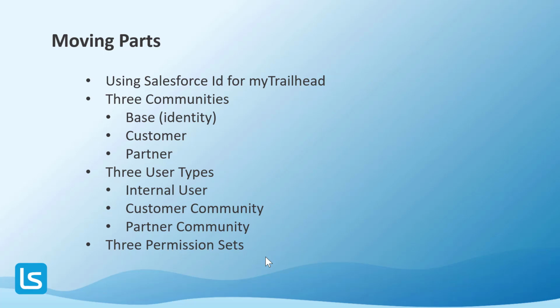So the moving parts. We're using Salesforce ID for myTrailhead in this org. That's my preferred choice, but you may have your own choice for different reasons. And in this org, we have three communities. We have a base community, which I'm calling the identity community, and you'll see why. Then we have a customer community and a partner community, and three user types: an internal user, a customer community user, and a partner community user. And then we have three permission sets. So let's see how all that works together.